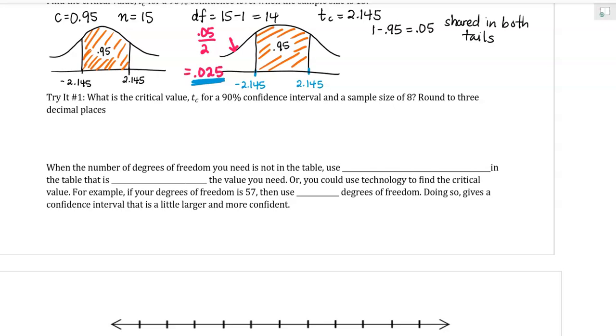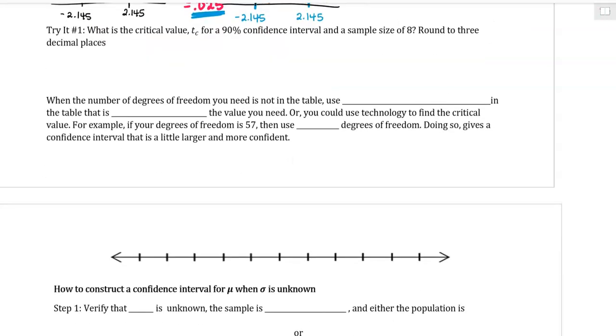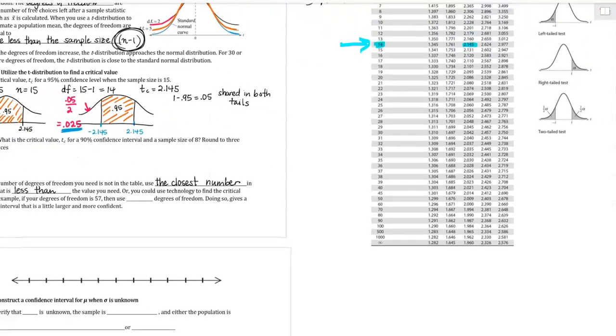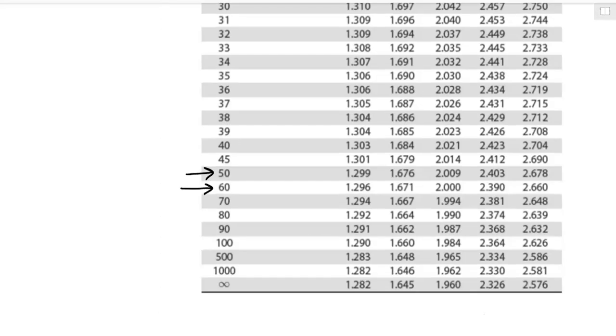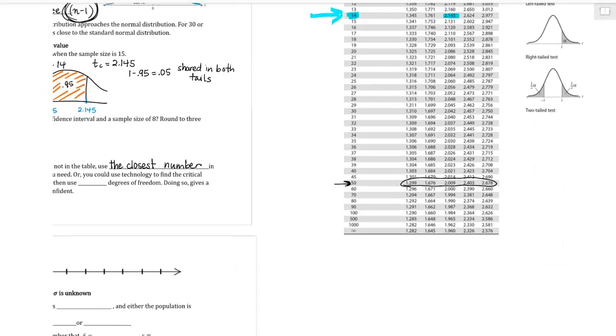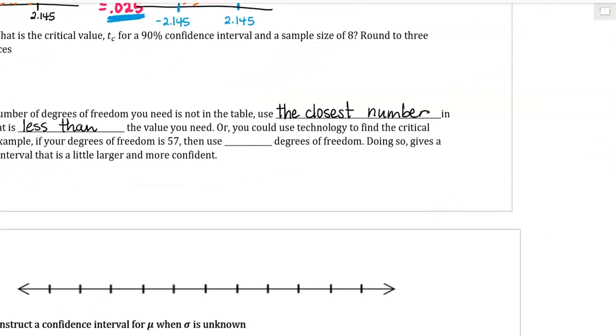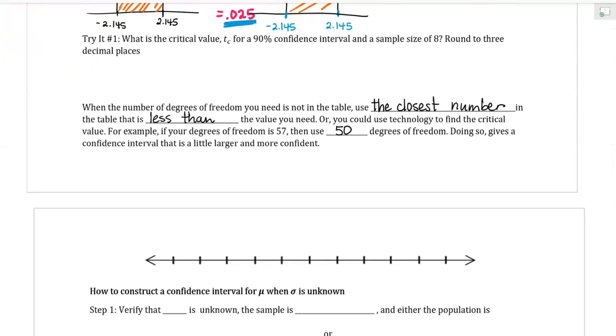sample of 8. I do want to go ahead and mention now that when your degrees of freedom is not in your table, then you will use the closest number in the table that is less than the value that you need. Or you could always use technology, like I just showed you with the calculator, to find the critical value. So for example, if you're doing the problem and your degrees of freedom was 57, if I go to the table, there is no 57 on here. It goes from 50 to 60. Then you would use something with 50 degrees of freedom. You would use one of these numbers depending on whatever your confidence level was. Use the closest number that is less than that.